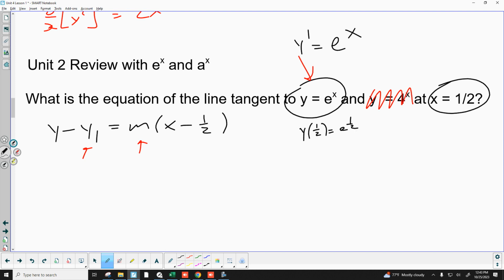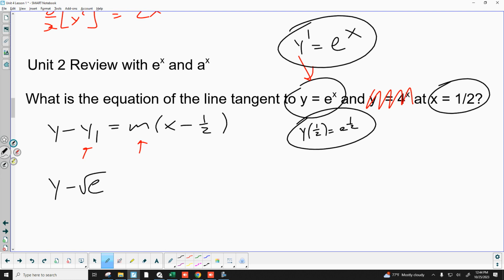Okay, that's the root of e. If you want to write it as root e, great. If you want to write it as e to the 1/2, it's great. That's your y coordinate you get from your y equation. Well, your tangent slope comes from your slope equation. You plug 1/2 in here, oh, you get the same thing. Yeah, so that's what is confusing to students: usually the slopes and the y's are not the same. Well, they are for y equals e to the x.